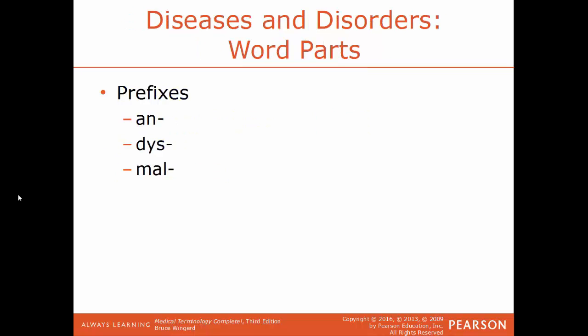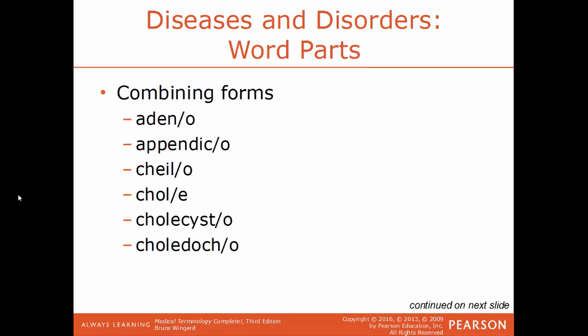All right, now we'll talk about some diseases and disorders and their word parts. We'll start off with the prefixes. The first one, an, means lacking or without. Dis and mal both mean difficult or painful. Some common combining forms that you'll see.